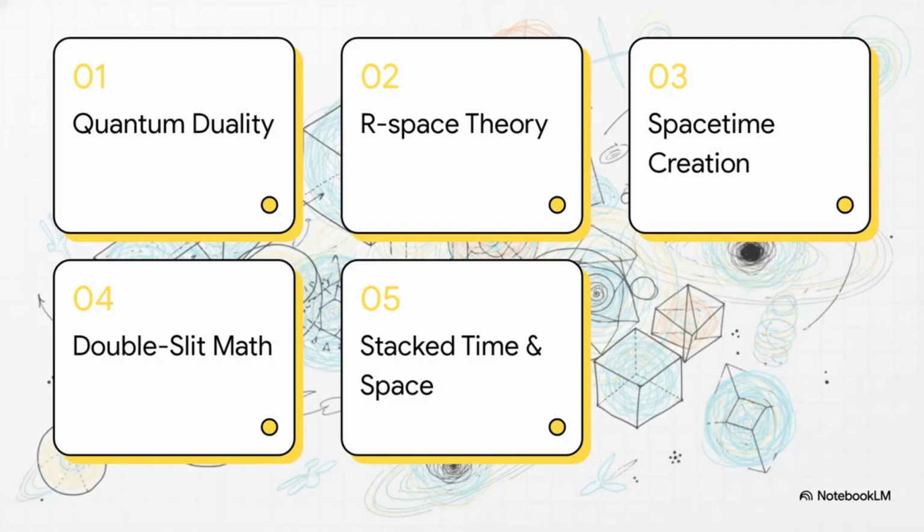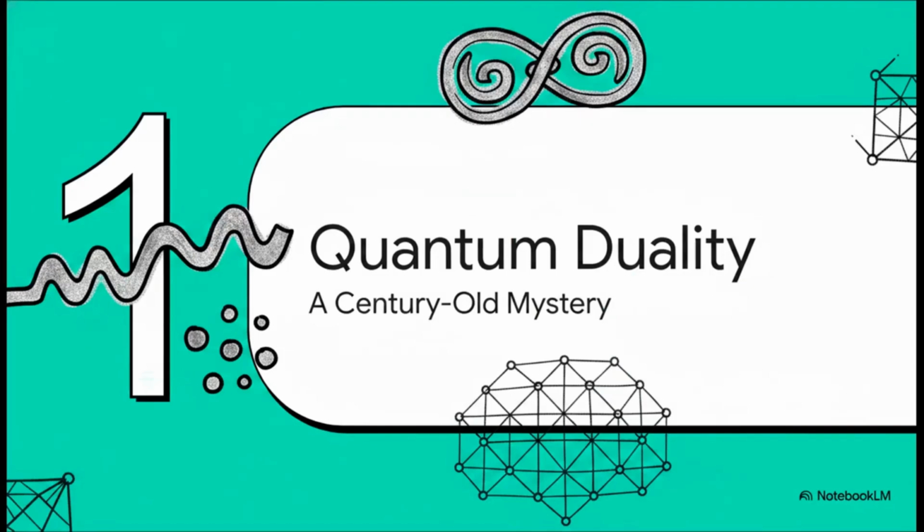Okay, so here's our roadmap for the explainer. 1. The mystery of quantum duality. 2. What is our space theory? 3. Space-time from rotation and phase. 4. Solving the double slit geometrically. And finally, 5. Stacked time and space. Let's get into it. Part 1.